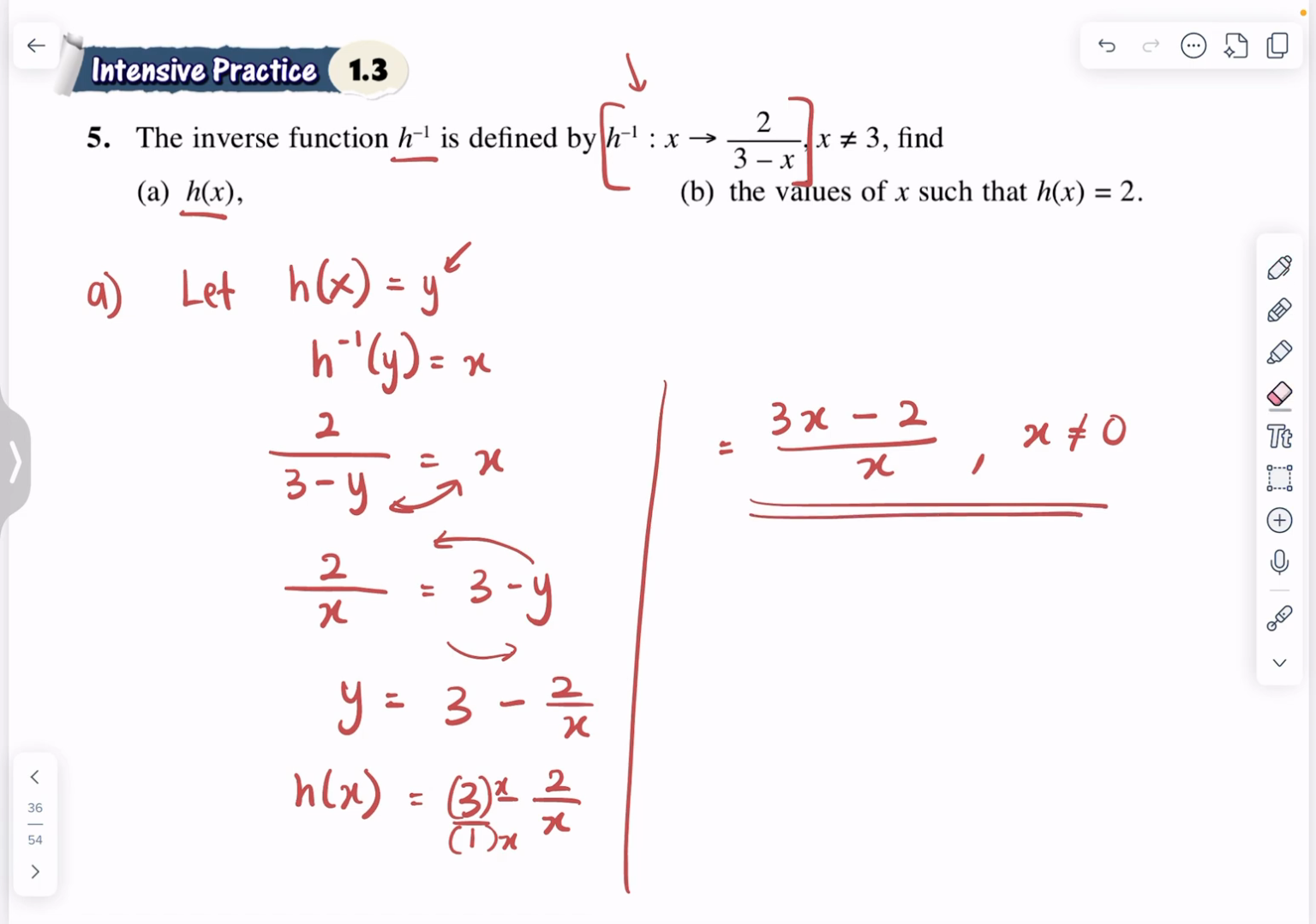Right, if you want to leave it like this, just at this stage, also can. So this will become 3 minus 2 over x, but don't forget your condition, x cannot be 0 as well. Okay, this one also complete answer. Right, so let's rewrite our function here. Hx is 3x minus 2 over x. Now we delete all this.